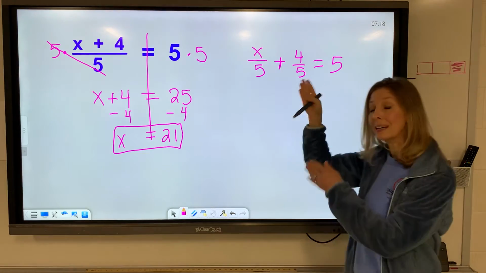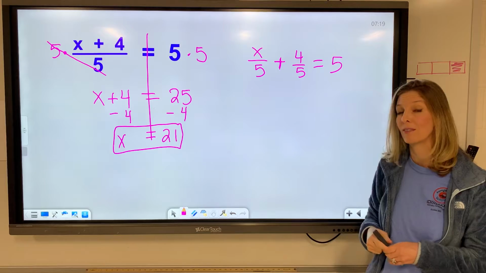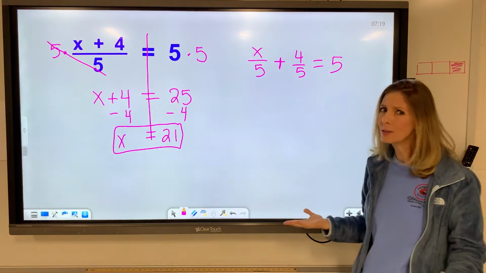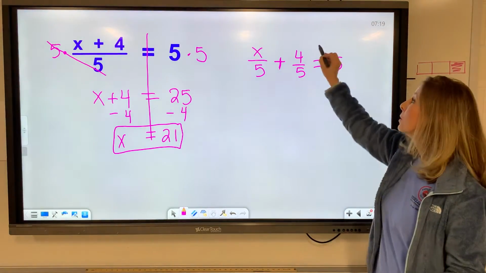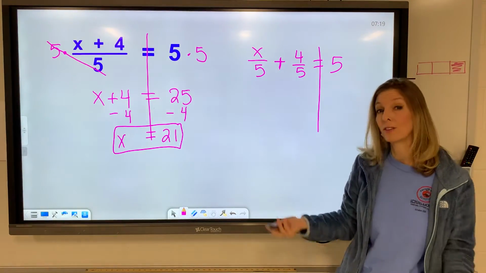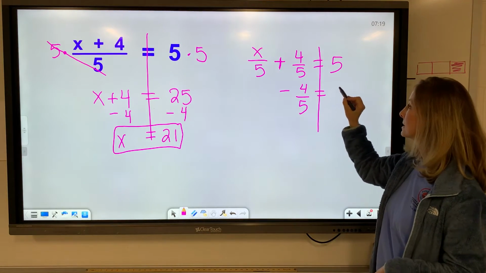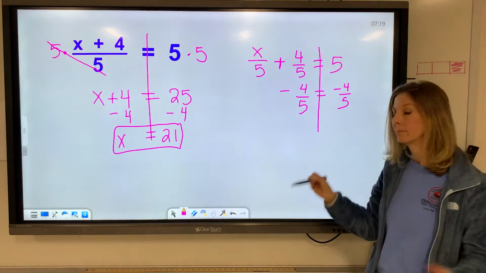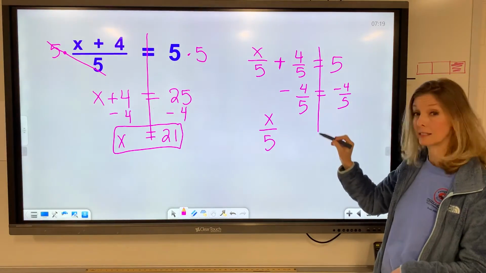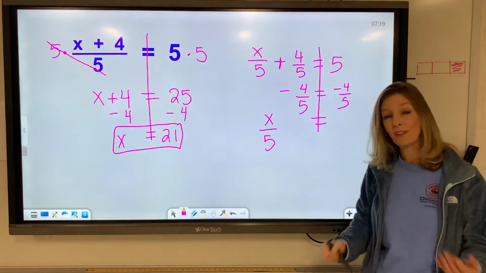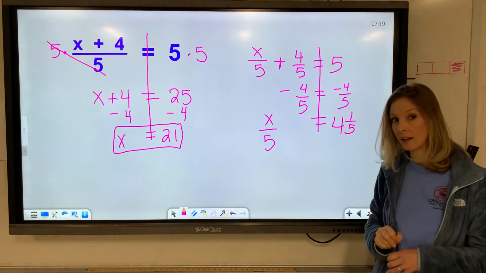Okay, the problem in blue is the same thing as what I've written right here by having x divided by 5 and the 4 divided by 5. And technically speaking, you could solve it this way. I don't know why you would want to, but I want to show you. What is the inverse of plus 4/5? Minus 4/5. I would need to do the same thing over here. I'm left with x over 5 because I'm bringing that down. My 4/5 cancel each other out. 5 minus 4/5 leaves me 4 and 1/5.